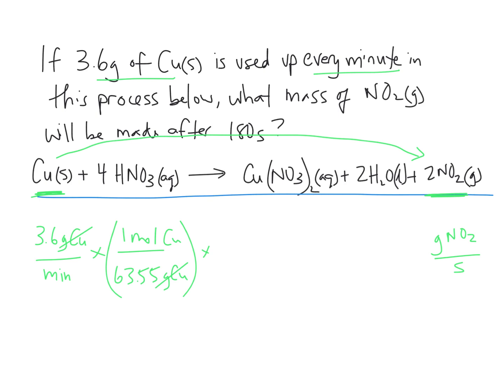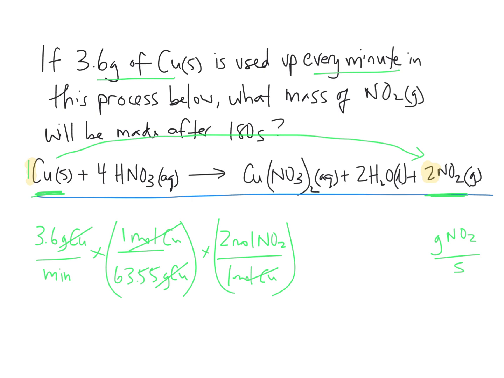Okay. Now let's use the conversion factor. It looks like, according to the balanced chemical equation, which we are thankfully given, that you get 2 moles of NO2 for every 1 mole of copper. Of course, there'd be a 1 there. So it's going to be a 2 to 1. 2 moles of NO2 for every 1 mole of copper. That will get us 2 moles of NO2 per minute.